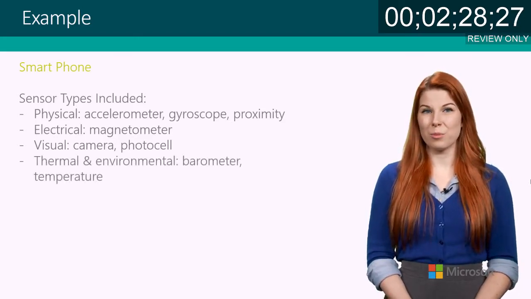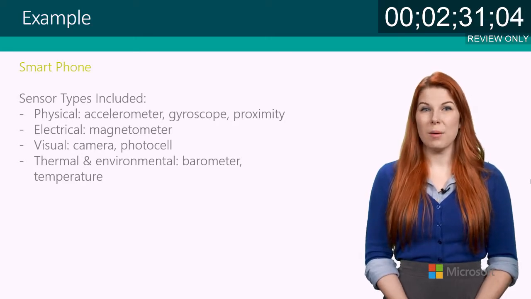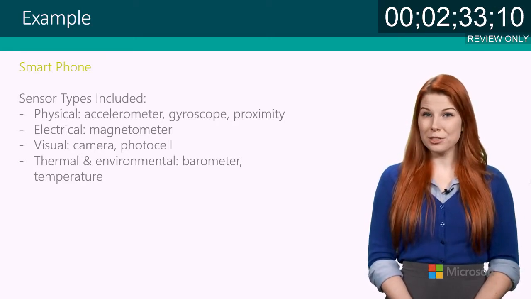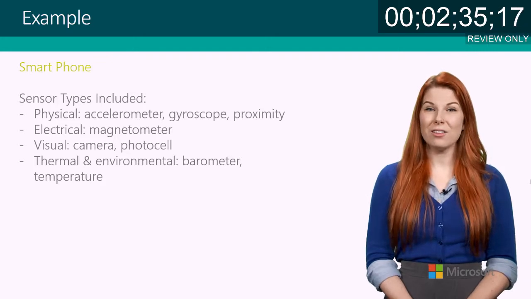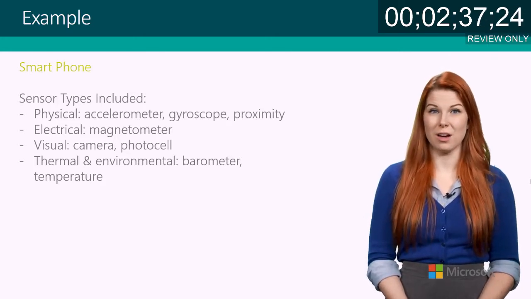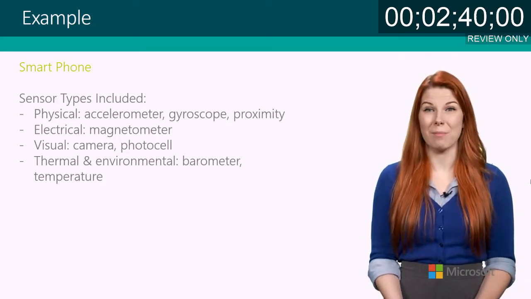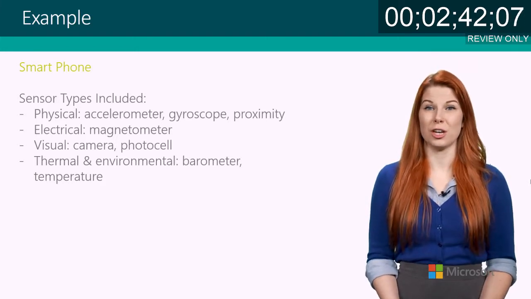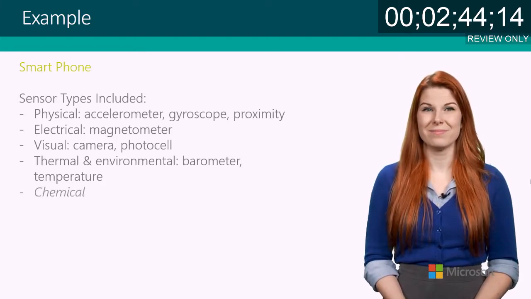Then there's the thermal and environmental sensors. You probably have a barometer and a temperature sensor in your phone that tell the phone when it's too humid to operate or it's too hot to operate. And it usually has fail-safe systems to shut it down when your phone is overheating.